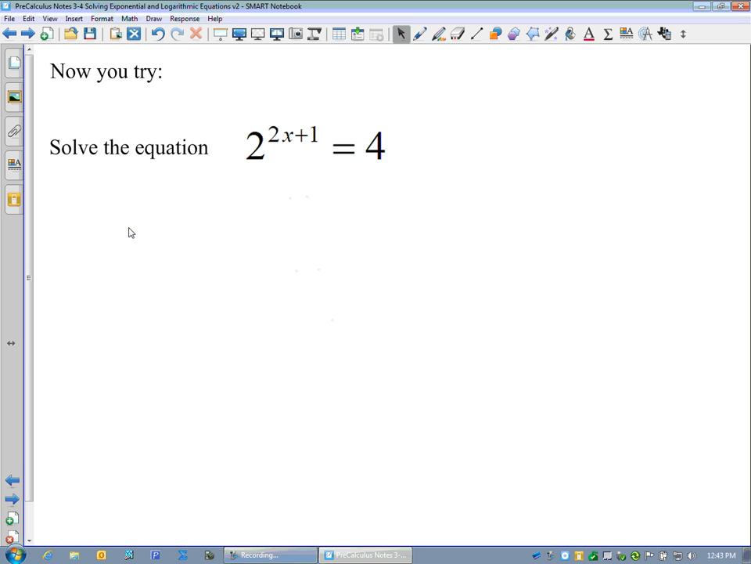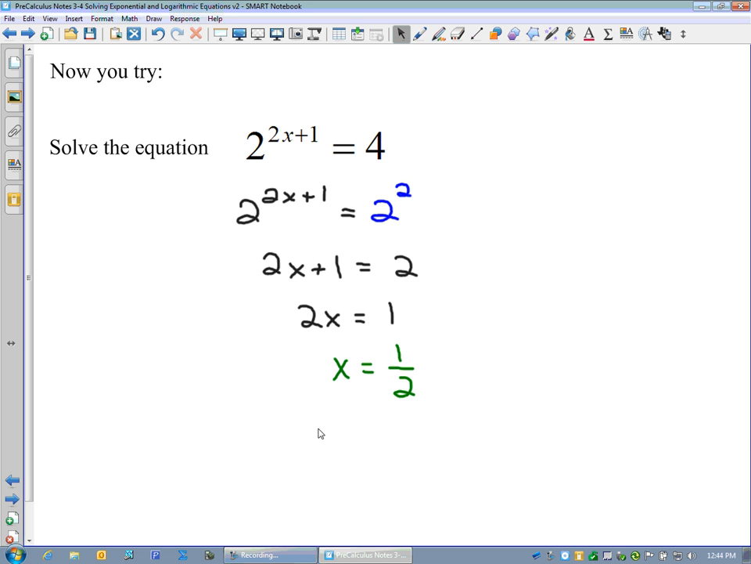Okay, hopefully you have your answer, and first thing we want to do, just like the last one, is see if we can rewrite it so the bases are the same. Well, hopefully you recognize that 4 is 2 squared, so our equation just becomes this. The left side doesn't change, right side we just rewrite it as 2 squared. And now since the bases are the same, that means the exponents must be the same for those two powers to be equal to each other. So 2x plus 1 has to be equal to 2, and then we're going to subtract 1 from both sides, divide by 2, and we get x equals 1/2. And if you do check it in the original equation, you'll see that it does work.